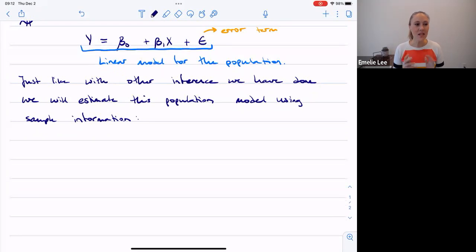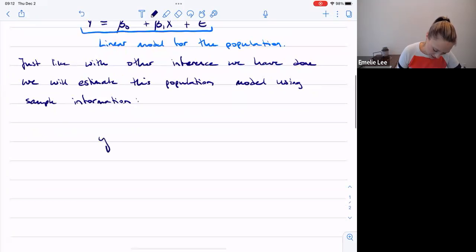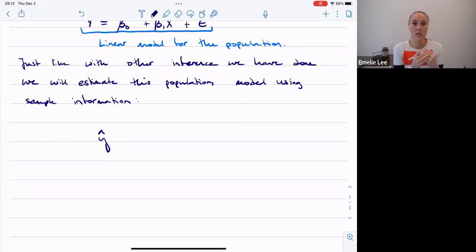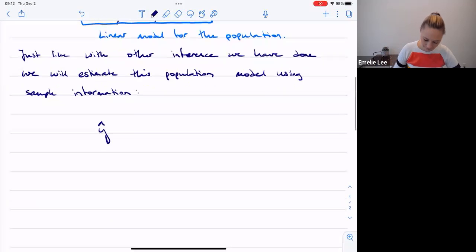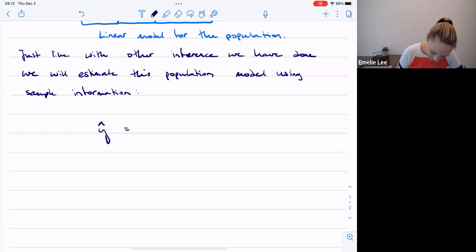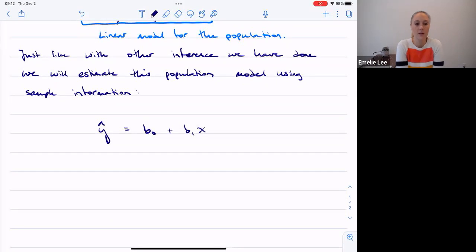Okay, so we use sample information, and what we get is some y hat, which is the predicted value of y. We talked about that hat before. Context is going to tell us: a p hat is a sample proportion, but a y hat, now we're in regression, and I'm predicting the y. Y hat is b0 plus b1 x.